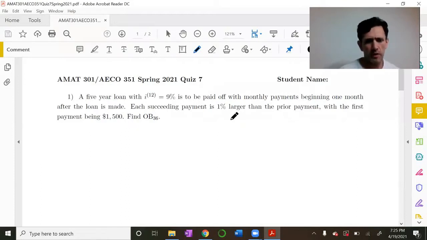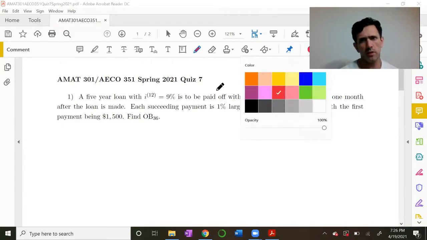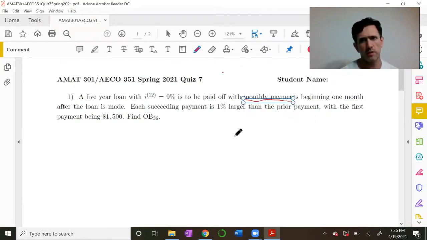So we have a 5-year loan. I-12 is 9%, to be paid off with monthly payments beginning 1 month after the loan is made. Each payment, coming after the other, is 1% larger. So it starts at 1,500, then it's 1,500 times 1.01, then 1,500 times 1.01 squared, et cetera. Find OB36. This is really just like the homework problem.